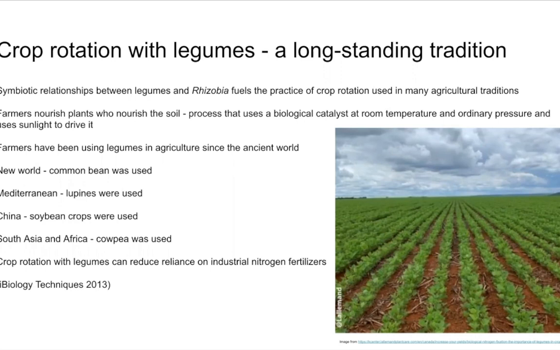In the Mediterranean, they use lupins. In China, they use soybean crops. In South Asia and Africa, cowpea was used. Crop rotation with legumes takes the place of relying on industrial nitrogen fertilizers, which is in the next slide.